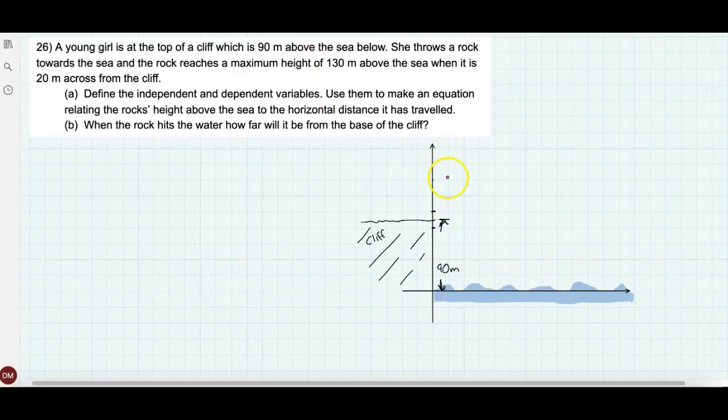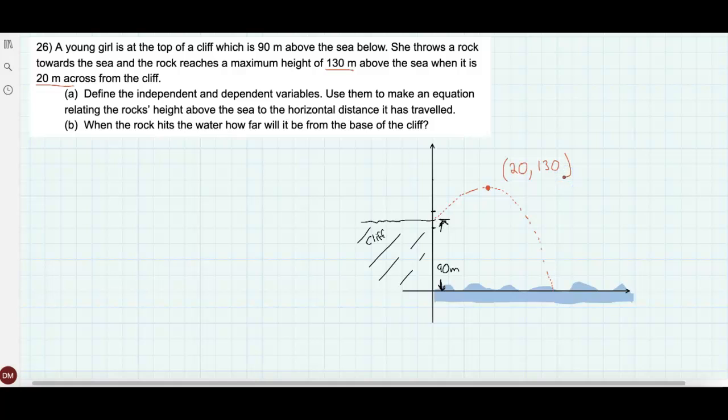And so when we throw it, it's going to go up in the air, right? And at some point, this is not to scale, right? It's going to go off into the water here. So what we know is that it reaches a maximum height at 20 meters from the bank, right? So 20 meters out, because that's what it says right here, 20 meters from the cliff, it reaches a maximum height of 130 meters.